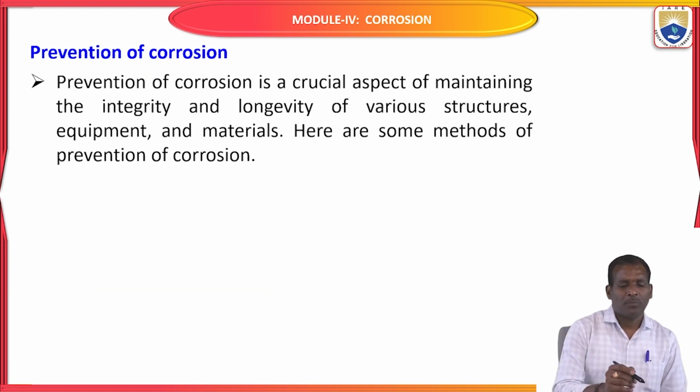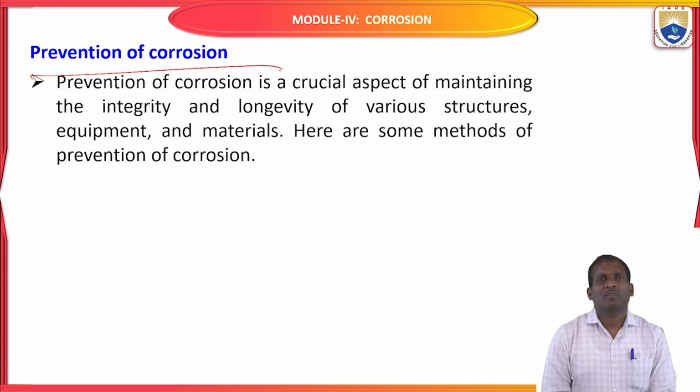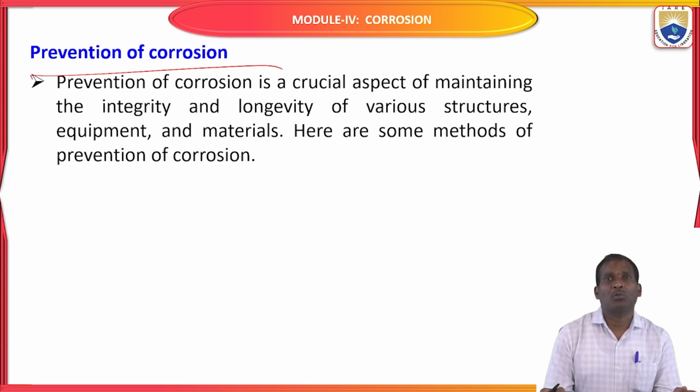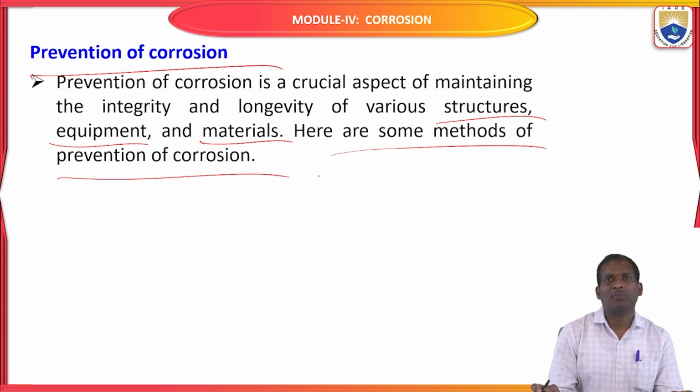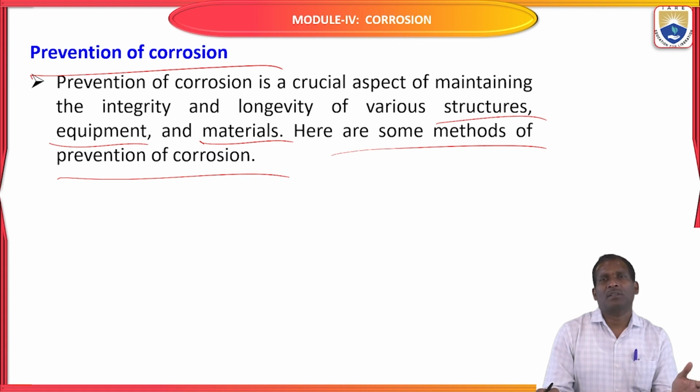The second part is prevention of corrosion. So how to prevent? The prevention of corrosion is a crucial aspect of maintaining the integrity and longevity of various structures, equipment, and materials. Here are some methods of prevention of corrosion. So I will show you. Prevention of corrosion is a main important aspect of maintaining the integrity and longevity of various structures.